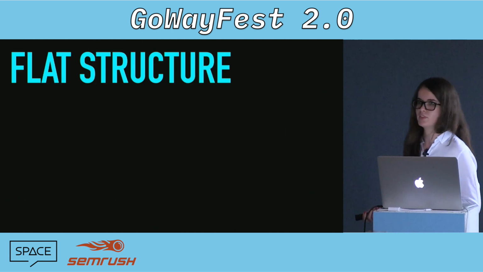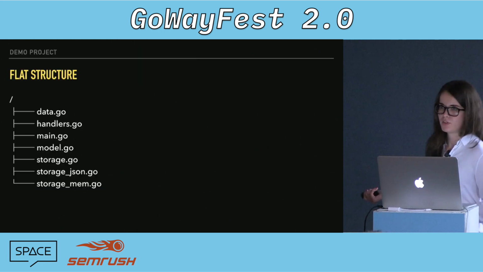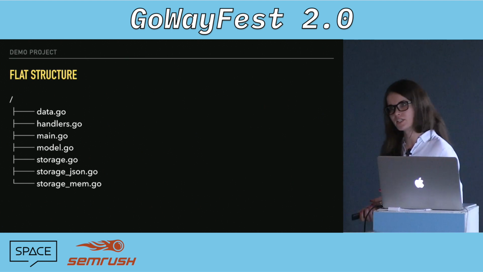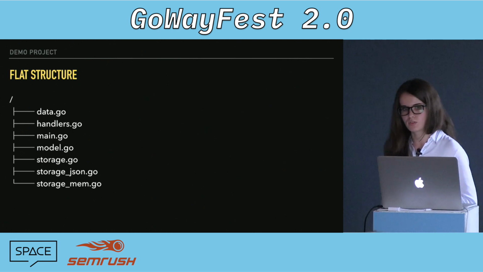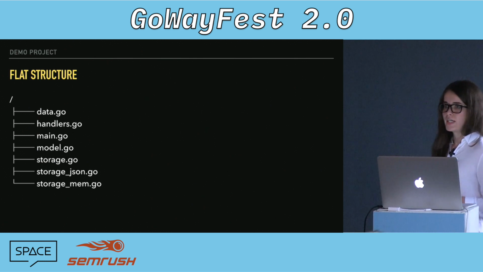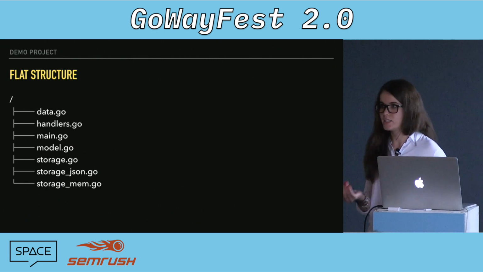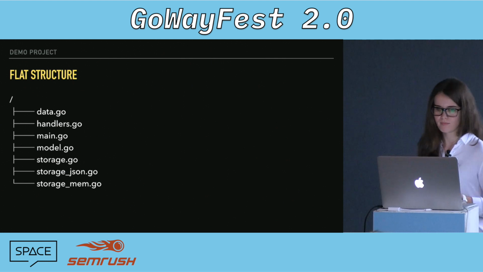Well, let's start with the most obvious structure, which is a flat structure. So we could have the following files. We could have data for the sample data, handlers for the HTTP handlers, main for starting everything up and tying it all together, model for defining our beer and review structs, then storage for defining the functionality that we expect from the storage, and then a file for each of the storage types.